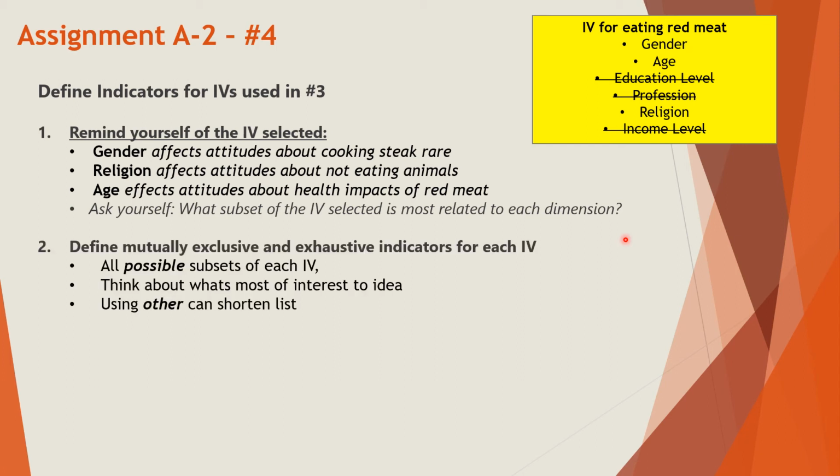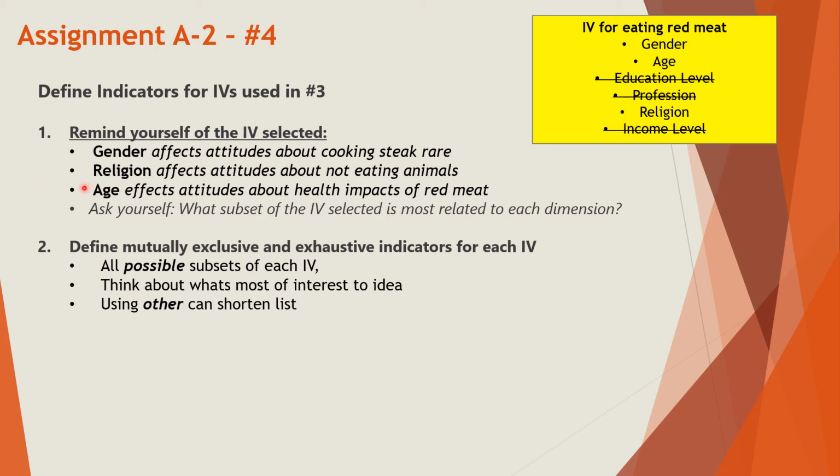Remember that when we're defining these, we need to use mutually exclusive and exhaustive lists of indicators for each IV. This means all possible subsets of each independent variable. Think about what's most of interest to the idea. So for example, gender's not necessarily a good one, but we're thinking about which different categories of gender are most related to cooking steak rare. Gender's pretty specific. But in age, that could be very different.